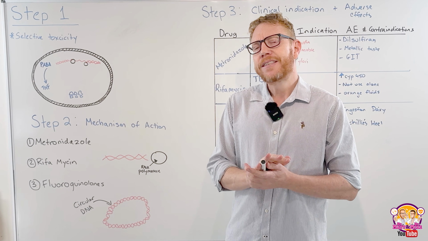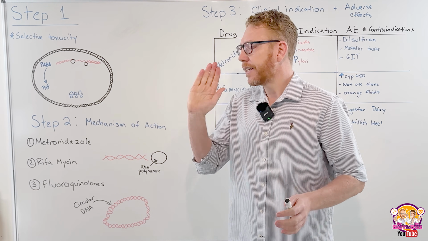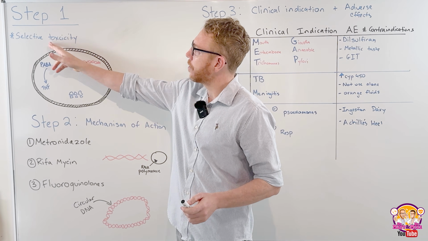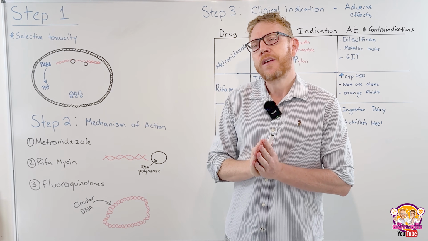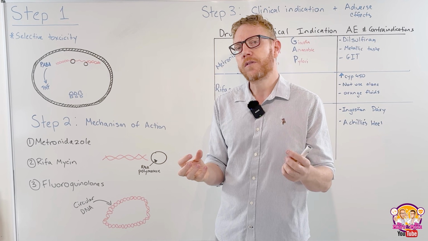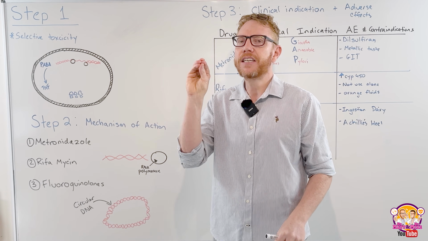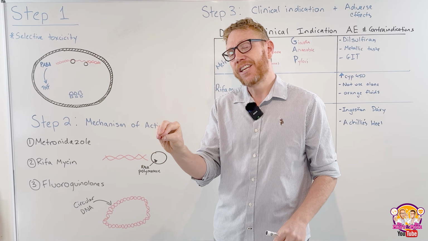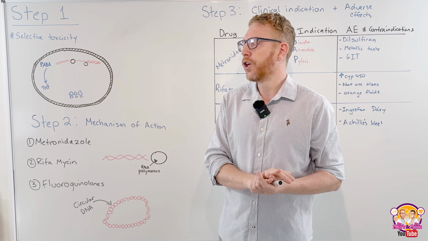Now, the three main steps we're going to go through with this video. Let's start with step 1. Step 1 is all about selective toxicity. So this is essentially how do we kill bacteria cells without killing our own cells. So we have to be selectively toxic to bacteria without being toxic to human cells.